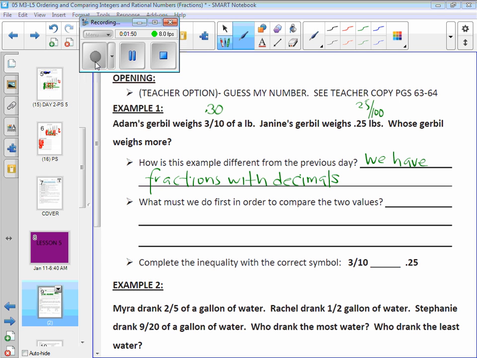First, going back to the second bullet point here, is that you have to change either the fractions to decimals or decimals to fractions. I'm just going to write it out.